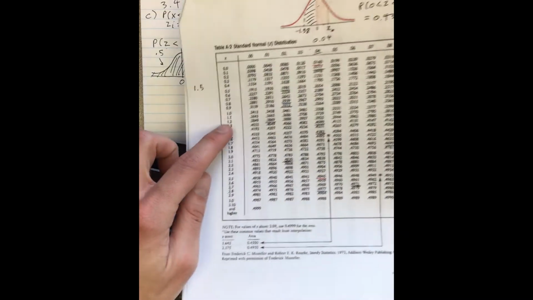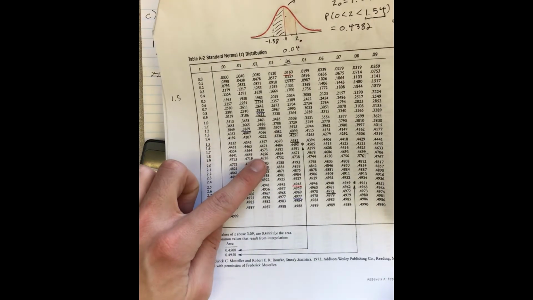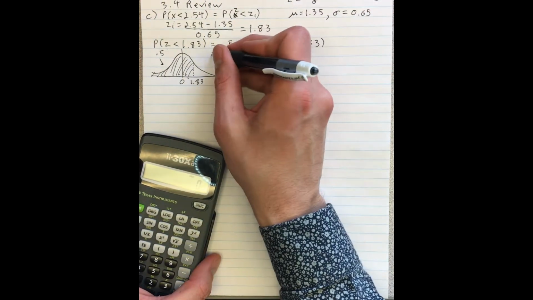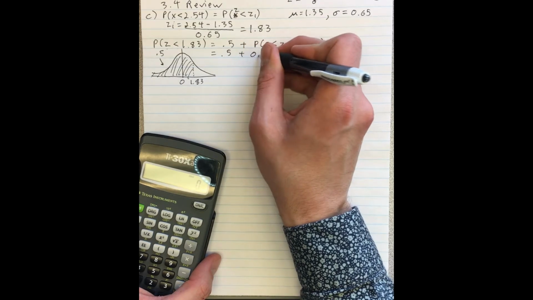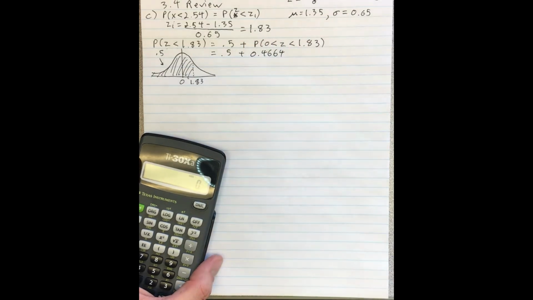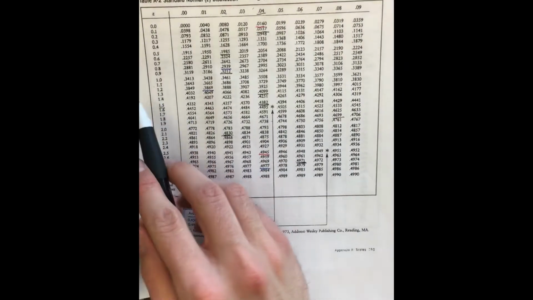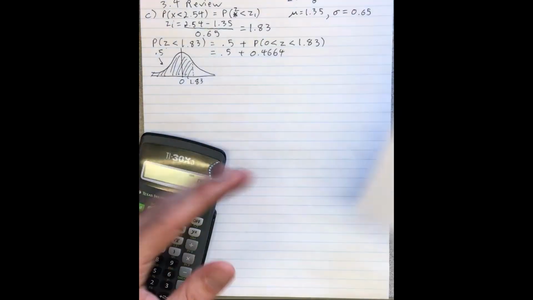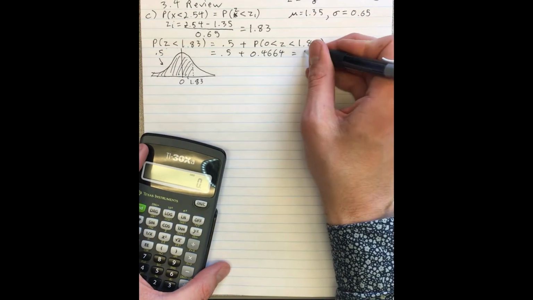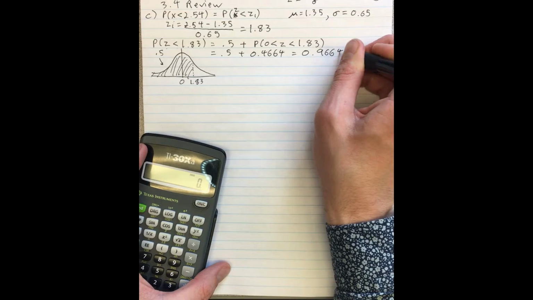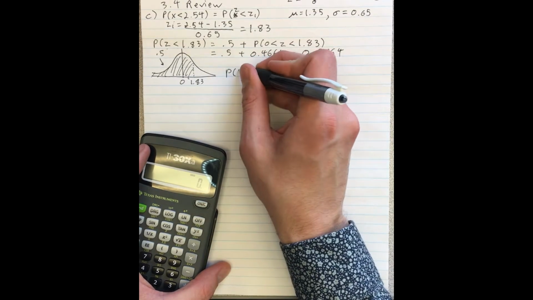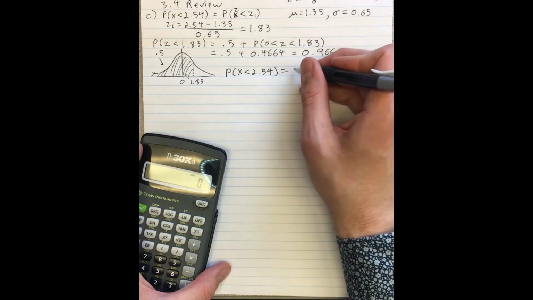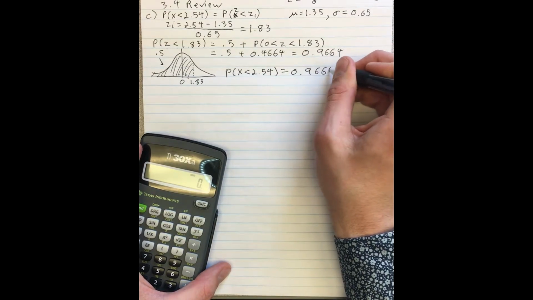I pull up my chart, 1.8, and then a 3 over here, 0.4664. So this is equal to 0.5 plus 0.4664. Okay, just to see that again, 1.83, just the replay, 0.4664. So this is equal to 0.9664, and we rewrite this: the probability that x is less than 2.54 is equal to 0.9664.